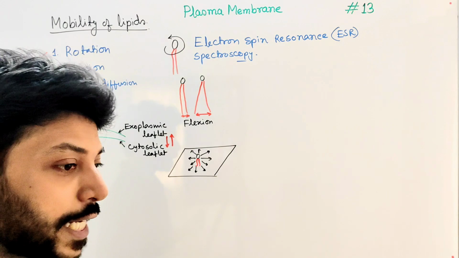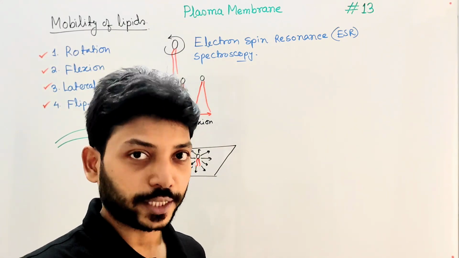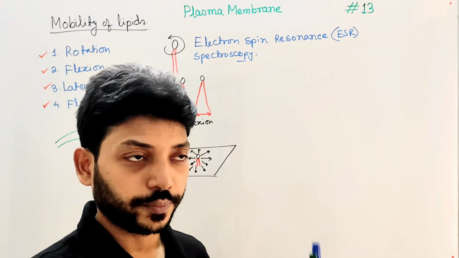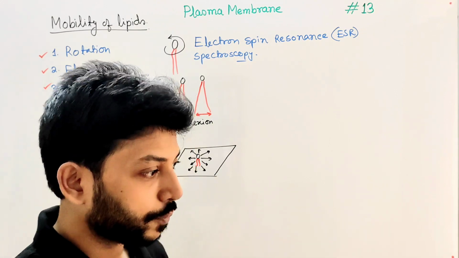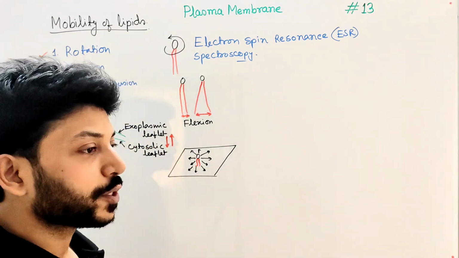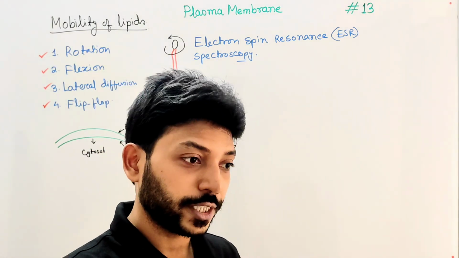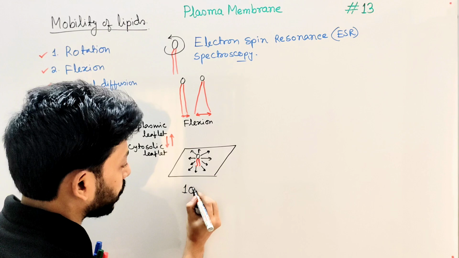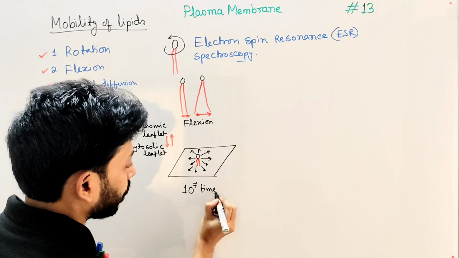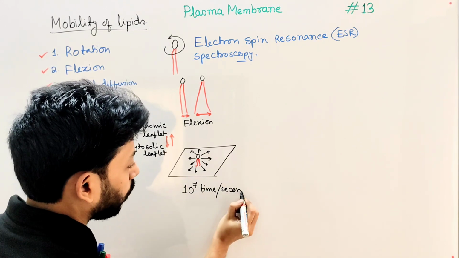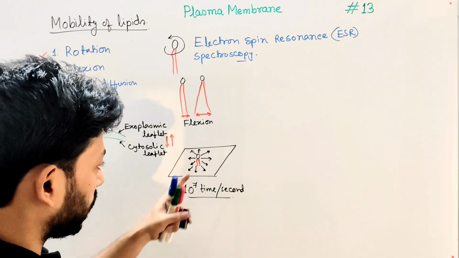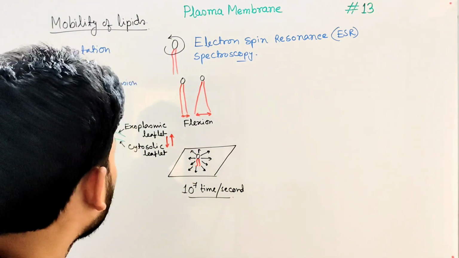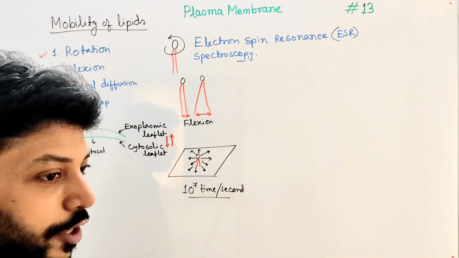It has been found that in natural plasma membranes or artificial lipid bilayers, like the liposomes I mentioned in my previous video, in both situations these lipid molecules can exchange places with their neighbor lipid molecules 10 to the power 7 times per second. See how fast these lipid molecules can move and change place.